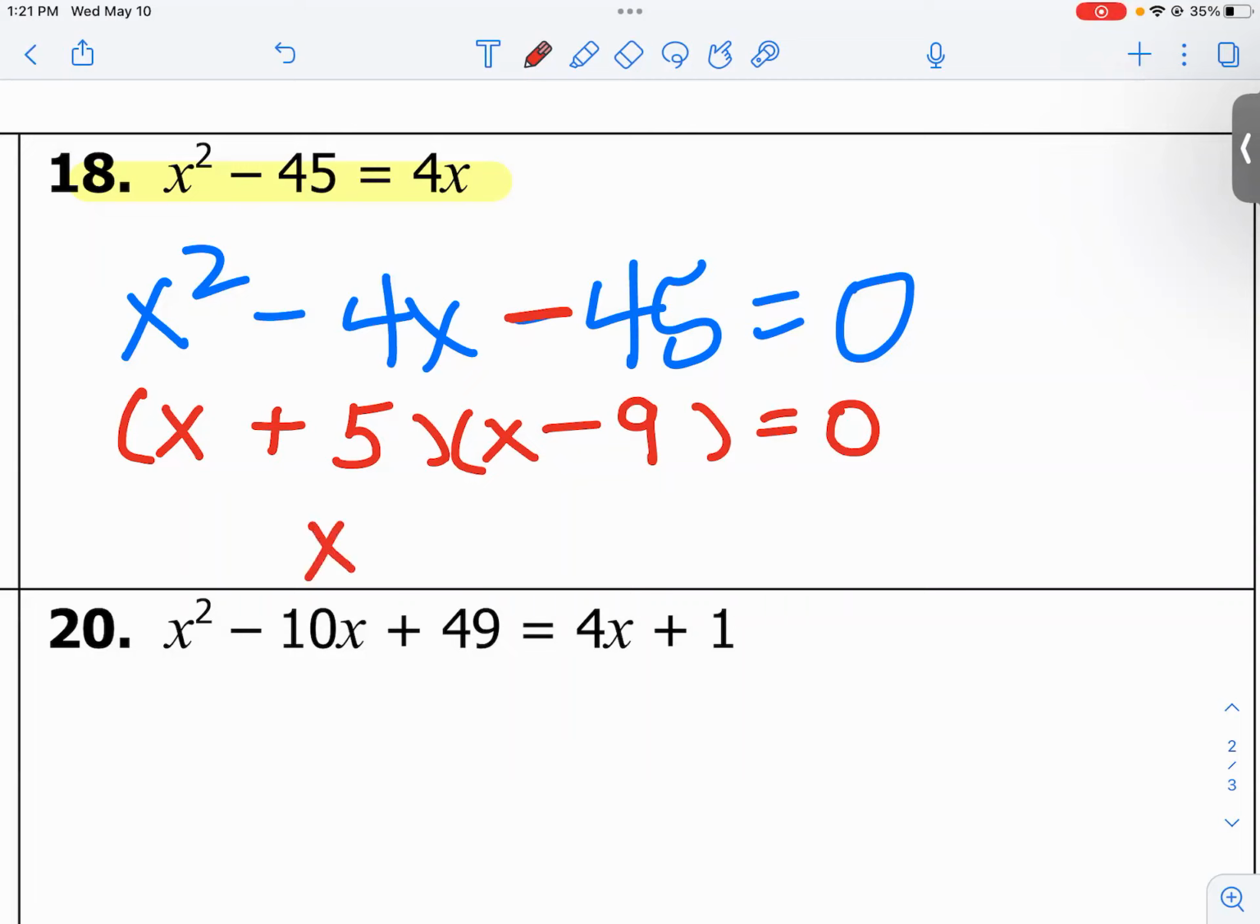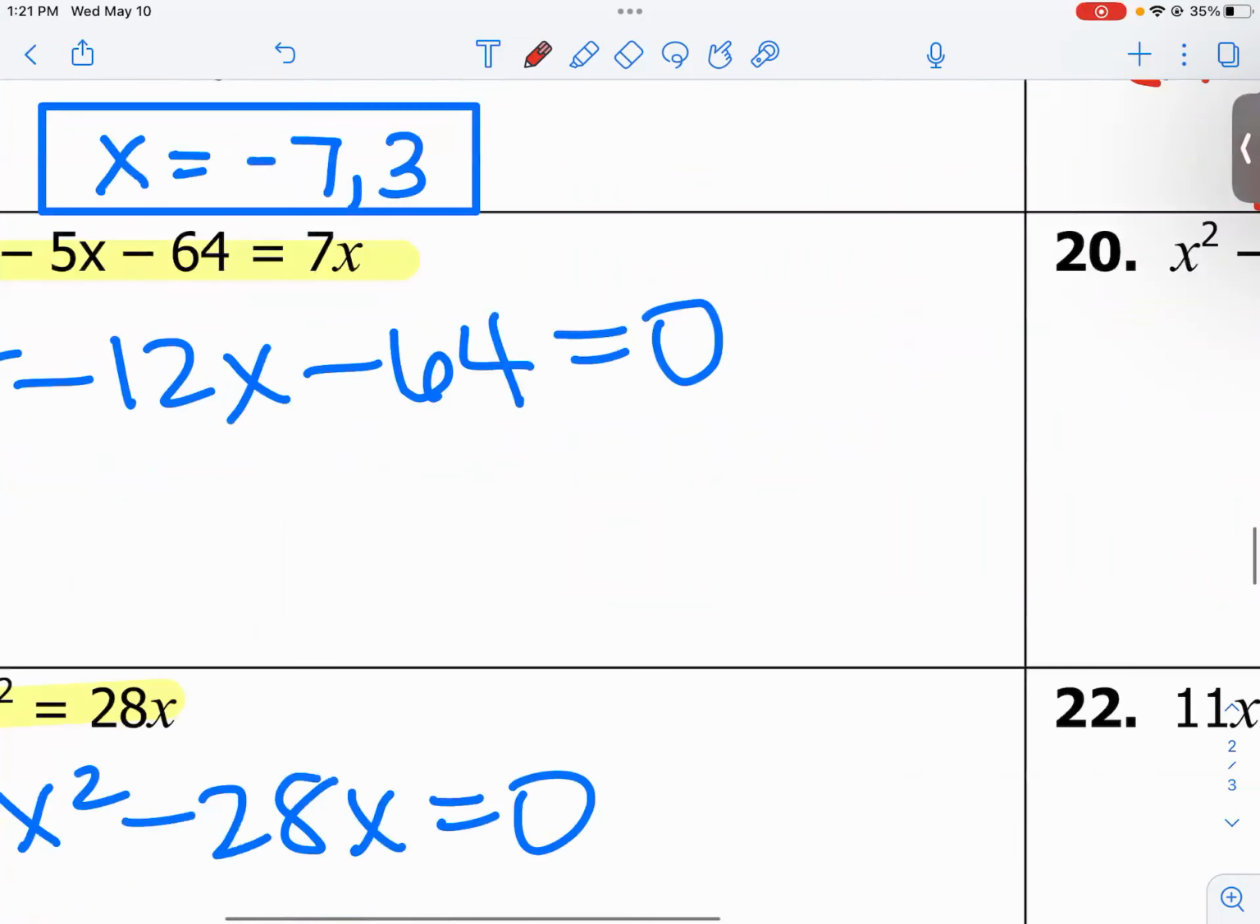Okay. So if we set these equal to 0, our answers are -5 and 9. Make sure you write this out and then you set them equal to 0. Some of you are trying to skip from here to here and you're getting your signs messed up.